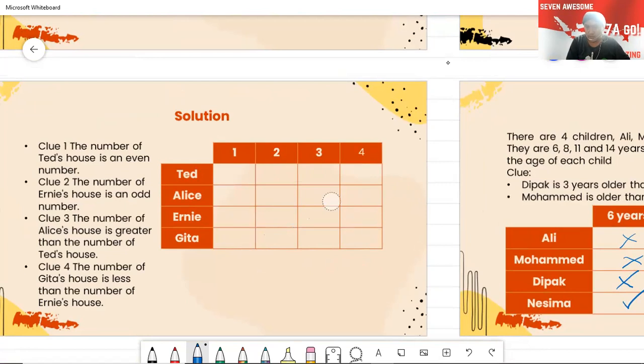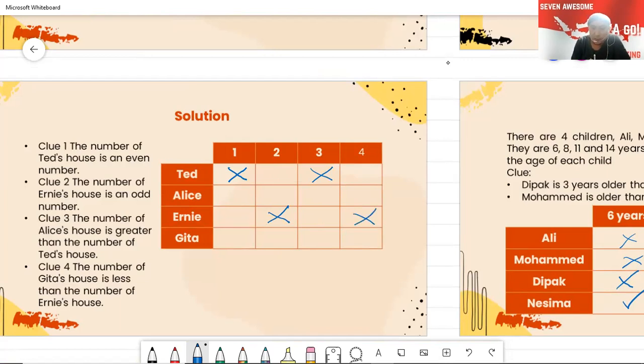Now, clue number 1. The number of Ted's house is an even number. So it means that it is impossible for Ted to be in odd. You cross this, because if we checklist this, we still have 2 possibilities. Now, clue number 2, the number of Ernie's house is an odd number. Also, it means that it is impossible for Ernie to be here or here.